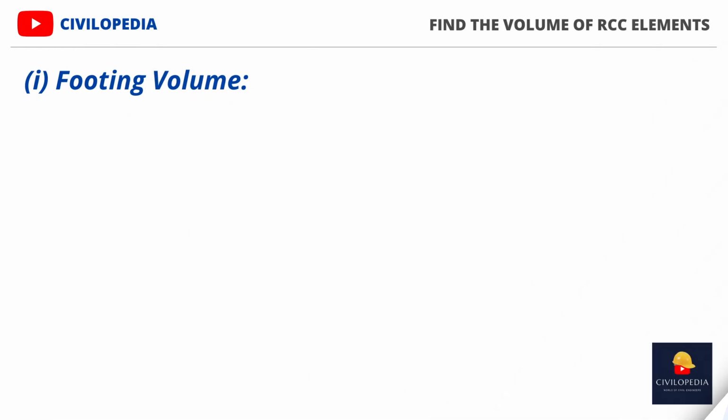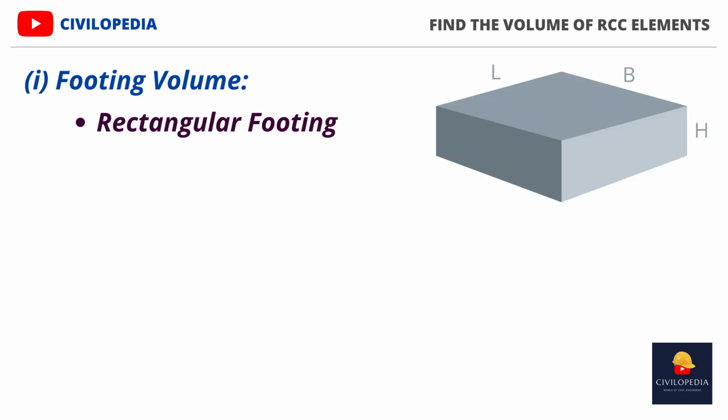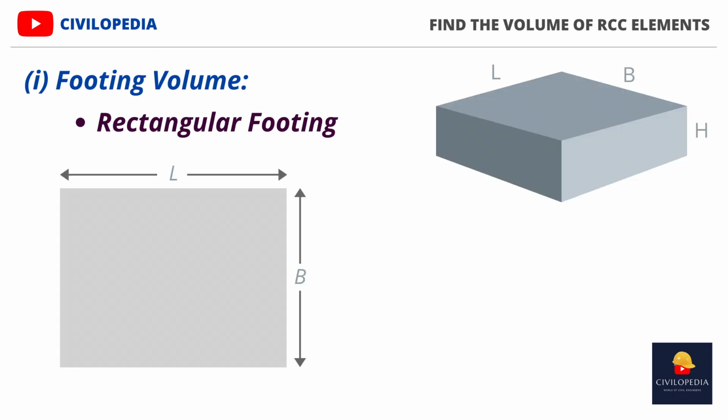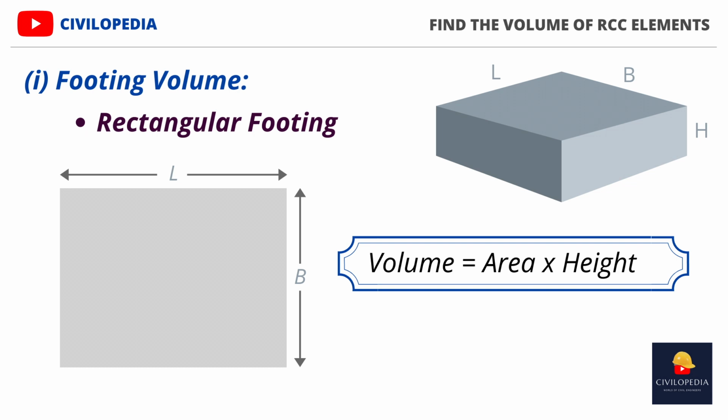Number 1, footing volume. We have many types of footing. First we will see the rectangular footing. The common formula is area into height, and the area of the rectangle is L into B. So the volume is L into B into H.